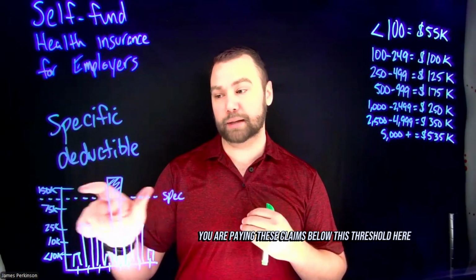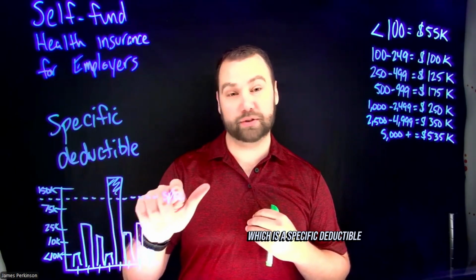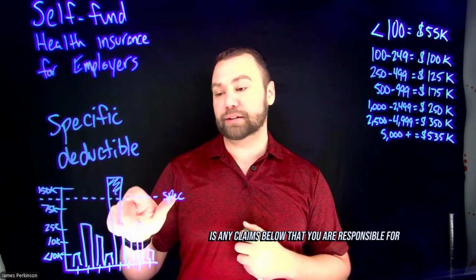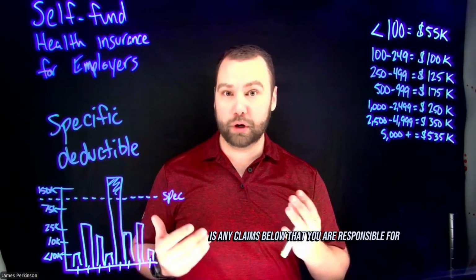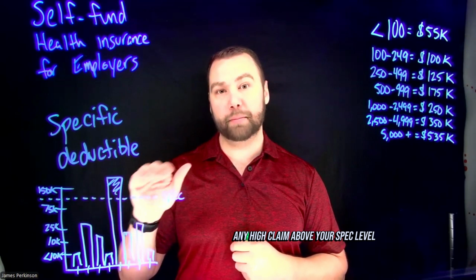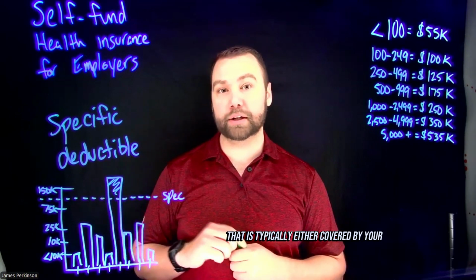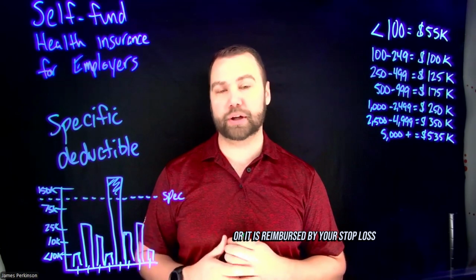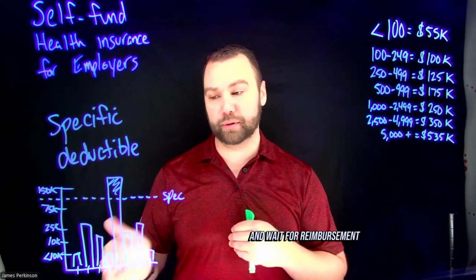So what you're seeing here is a number of claims that, hey, as an employer being self-funded, you are paying these claims below this threshold here, which is a specific deductible, also very much referred to as the spec. Any claims below that you are responsible for. Any high claim above your spec level is typically either covered by your third-party administrator or it is reimbursed by your stop loss if you have to pay that claim and wait for reimbursement.